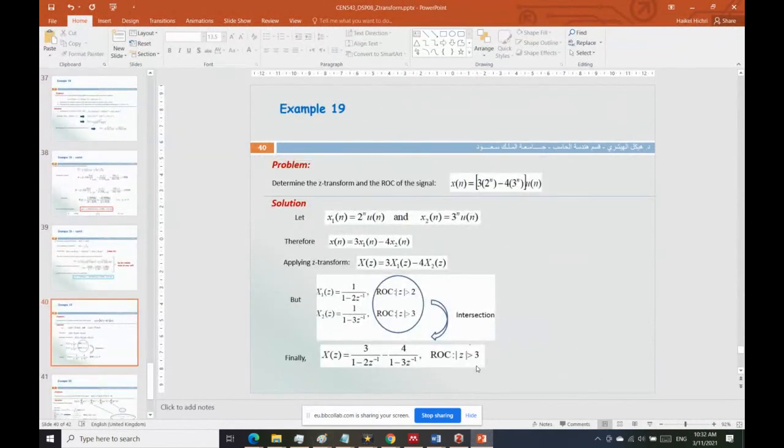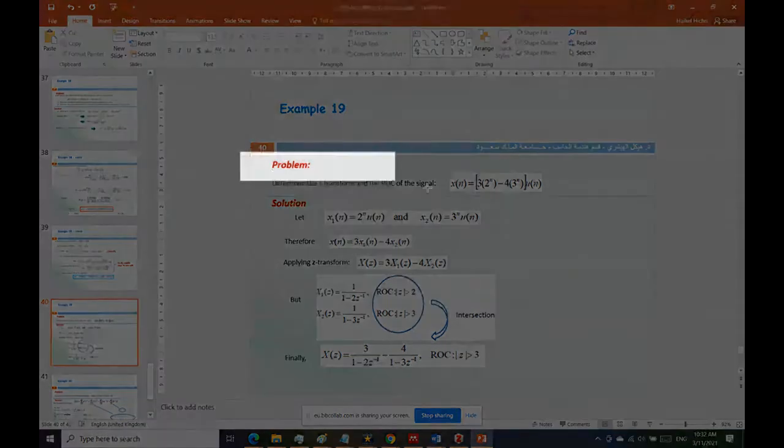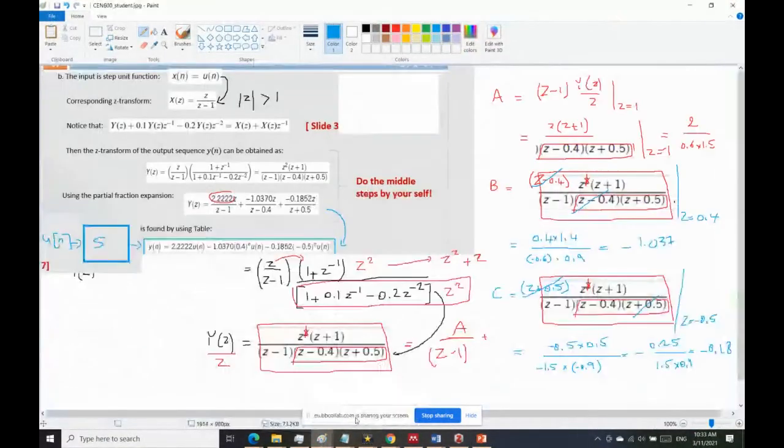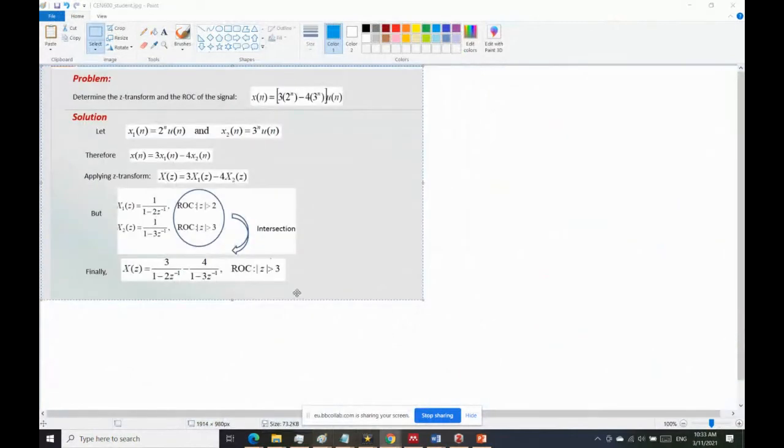Another question: can I determine the Z transform and the ROC of the signal? Okay, we're back now to how to find the Z transform. So I have this signal, and the question is to find its Z transform. First of all, we have n here.